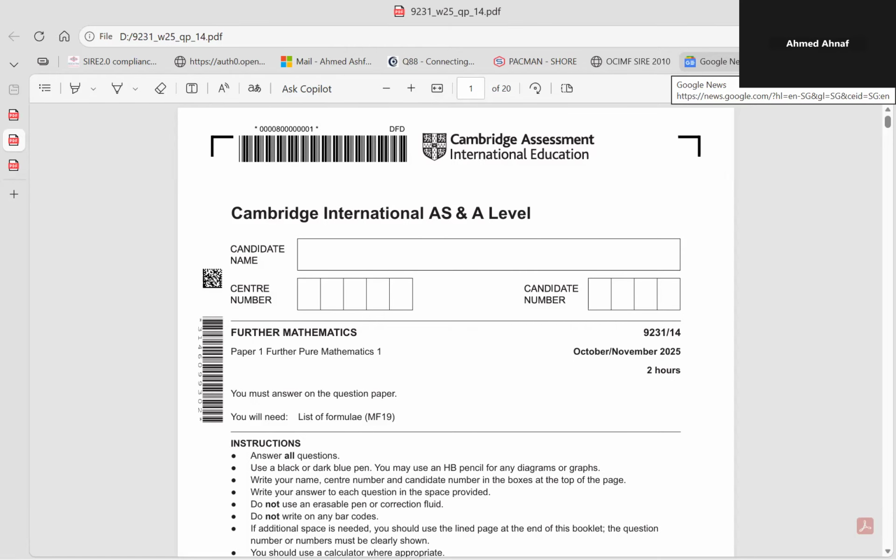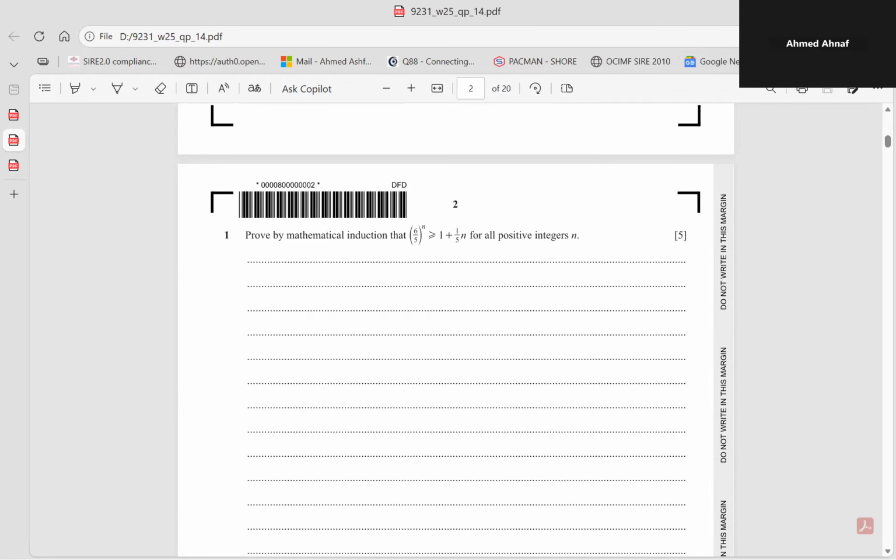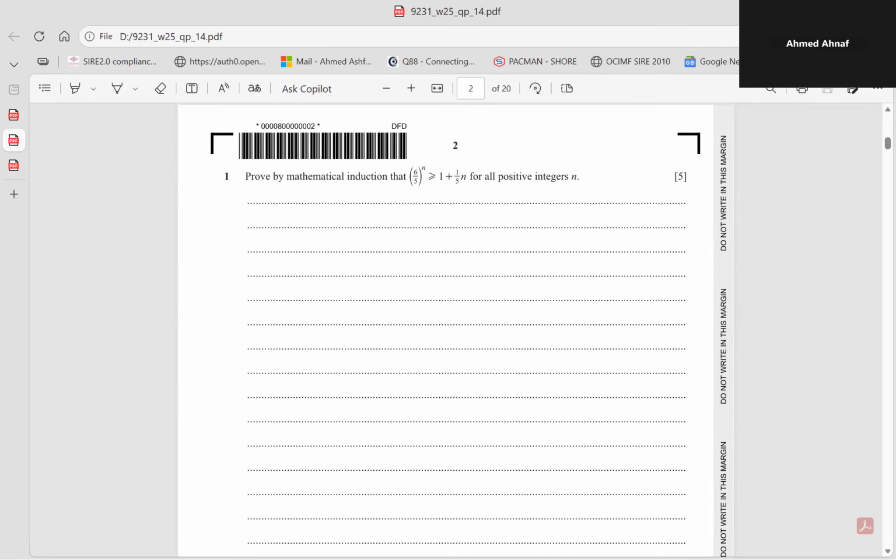And yeah, with that, let's get started with the first question. Okay, so for this first question, we are told to prove by mathematical induction that this statement is true for all positive integers n. So all positive integers n just means n is more than or equals to 1, okay?